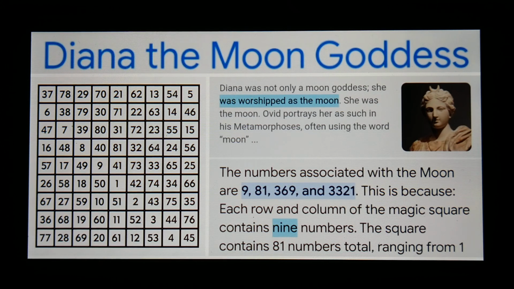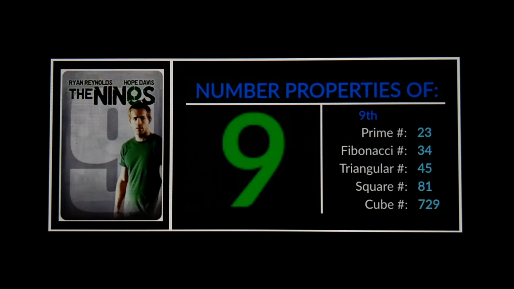So we have this magic square of the moon, and if you look that up in an internet search, you'll probably read a description saying the numbers associated with the moon are 9, 81, 369, and 3,321. This is because each row and column of the magic square contains 9 numbers. The square contains 81 numbers total, ranging from 1 through 81. And remember, 81 is 9 squared, or 9 times itself.